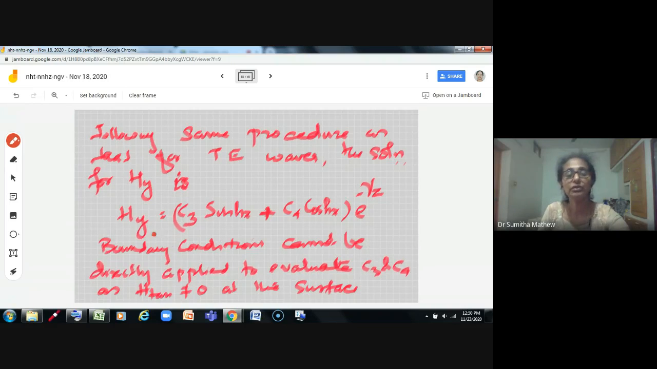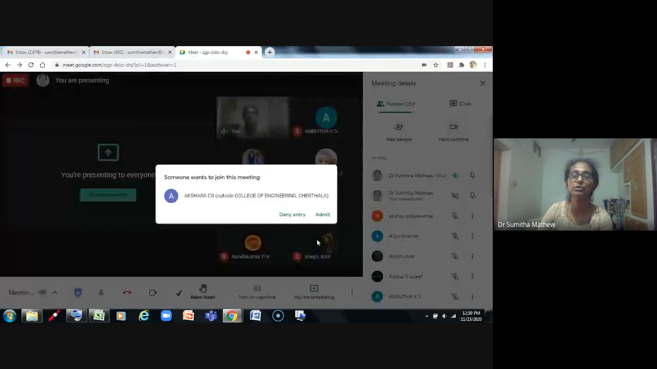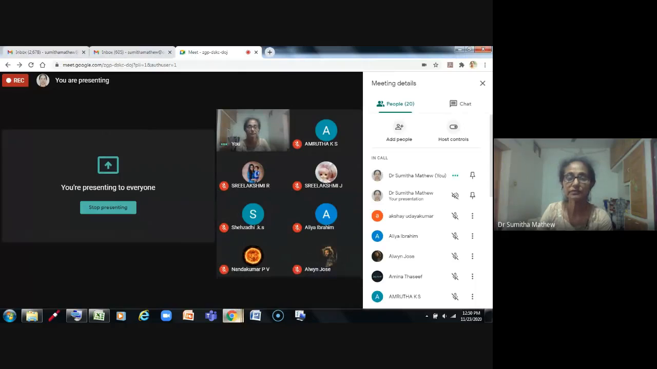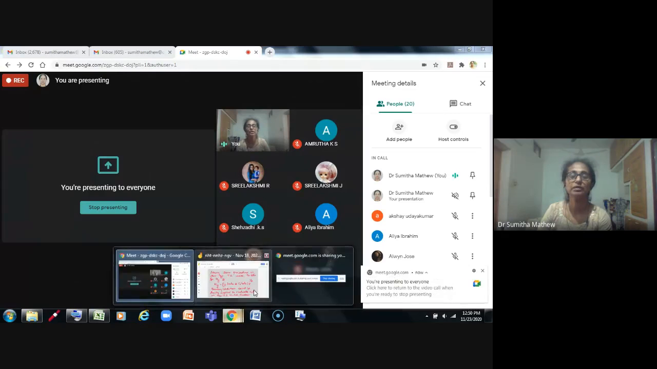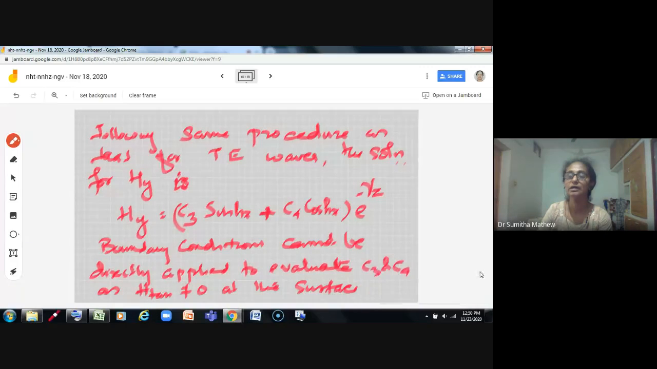Now, we cannot apply boundary conditions directly here. In the earlier case, we could have applied them directly to Ey, which is equal to 0 at x equal to 0 and x equal to a. But here we cannot do that because Hy is not 0, since the tangential component of H is not defined here. That is not our boundary condition. So we cannot directly apply boundary conditions to evaluate C3 and C4.